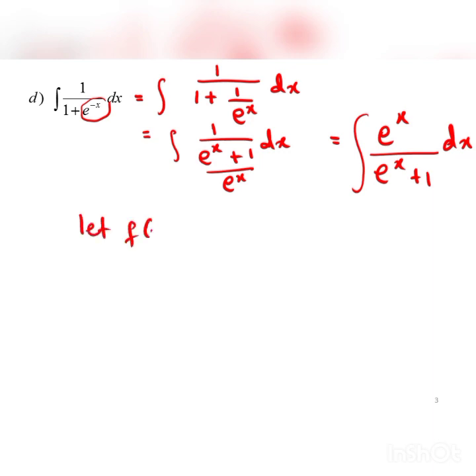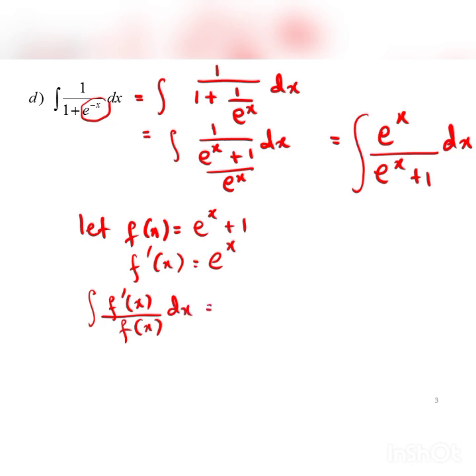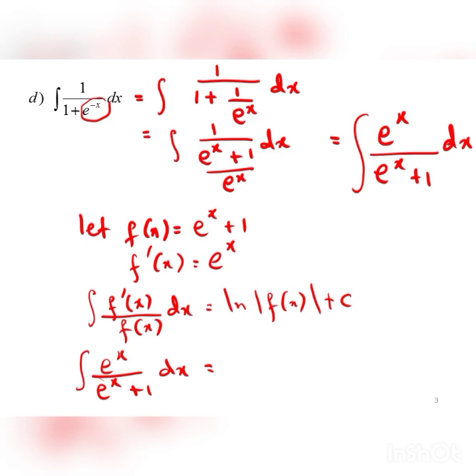So let f(x) equal e to the power of x plus 1. We differentiate and get e to the power of x. Using the formula, the integral of f prime x over f(x) dx is equal to ln f(x) plus c. So the integral of e to the power of x over e to the power of x plus 1 dx is equal to ln e to the power of x plus 1 plus c. That's the solution for D.